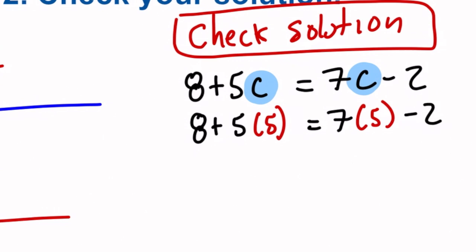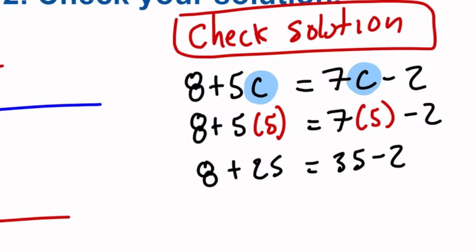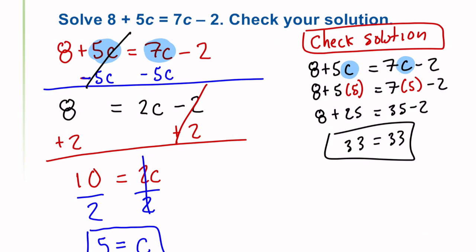Now we're just going to keep simplifying on both sides. On the left side we have 8, and then 5 times 5 is 25. Bring down the equal sign. 7 times 5 is 35, then the minus 2. Keep simplifying, so 8 plus 25 should equal 33. And on the other side, 35 minus 2 is also 33. So we got 33 on both sides, which means we actually did it correctly. So 5 is the answer because we got the same number on both sides of the equation. And that's it for this one.